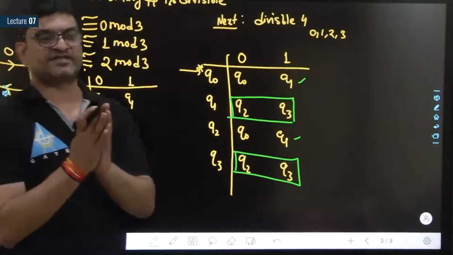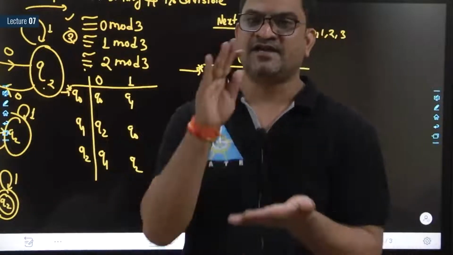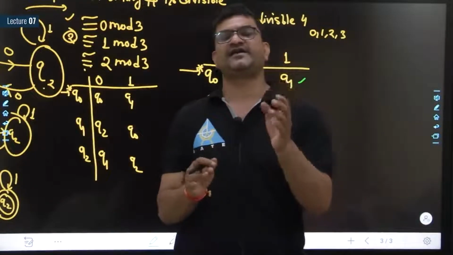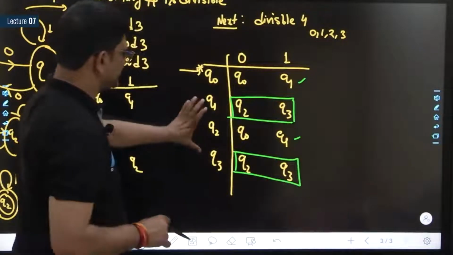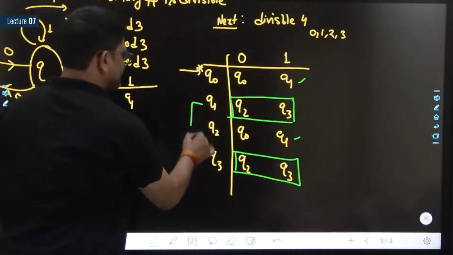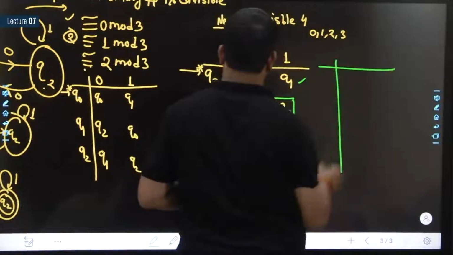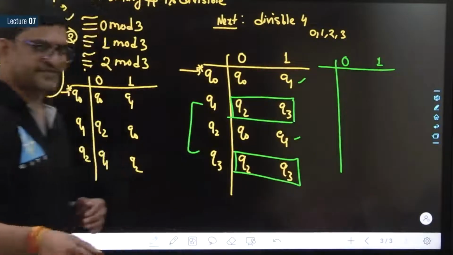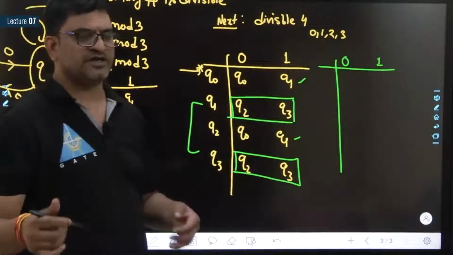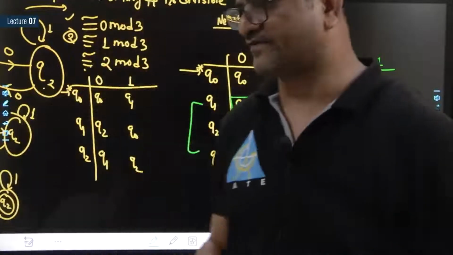We cannot merge final and non-final states. We can merge only final states with final states, and non-final with non-final. So we can merge these two states. What is the minimal DFA for this? After some time, I will give you another short trick for this.